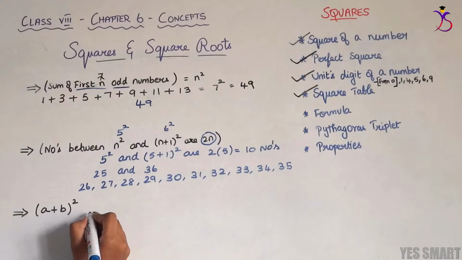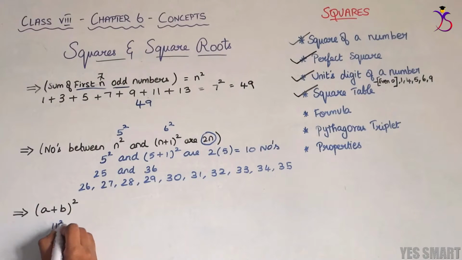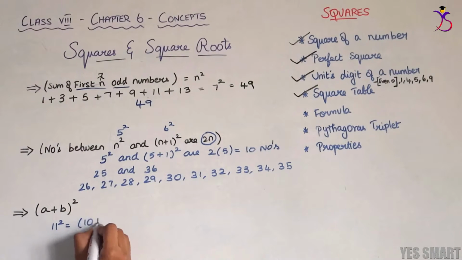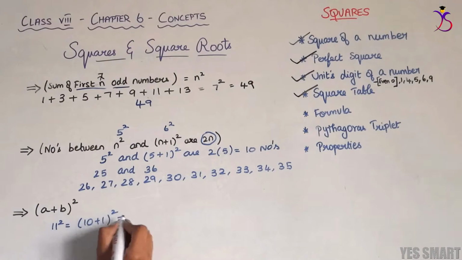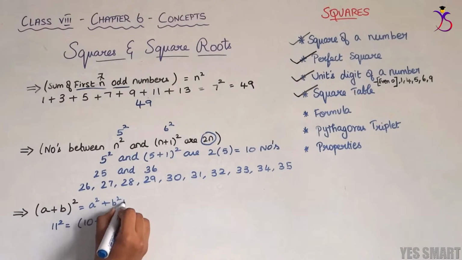Now the third formula, which is everybody's favorite and well-known formula, is an identity: (a plus b) the whole square. The questions will be asked like: calculate 11 square, which is (10 plus 1) the whole square, because 10 plus 1 is 11, and the square is the same. On expanding this identity, we will have a square plus b square plus 2ab.